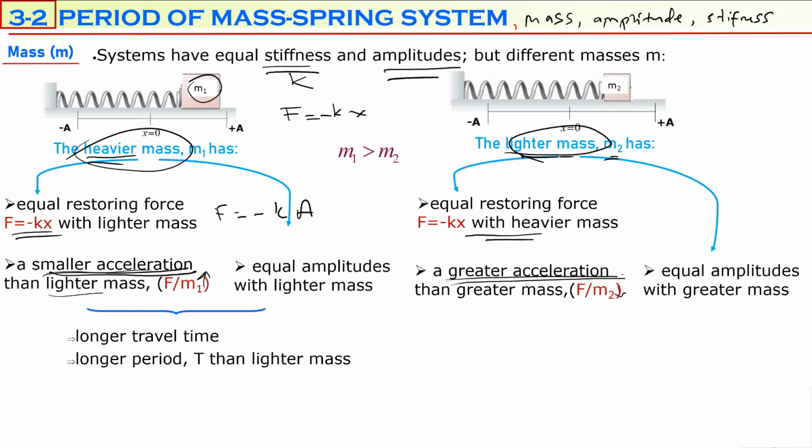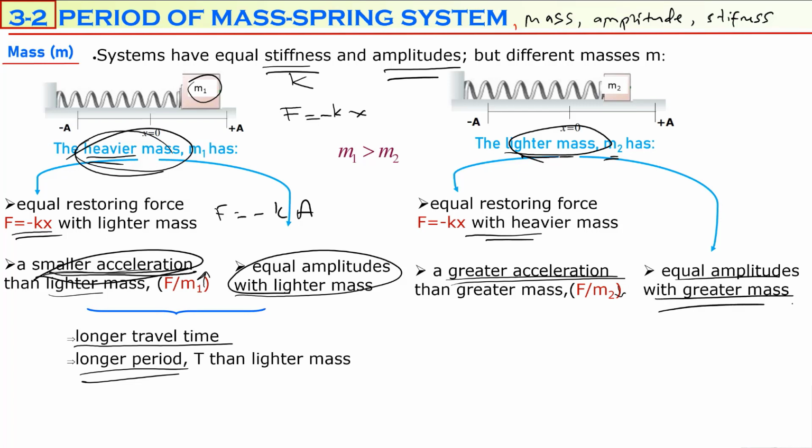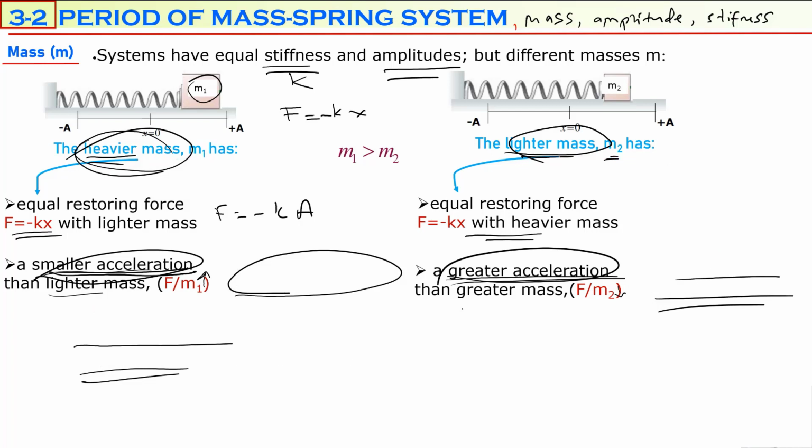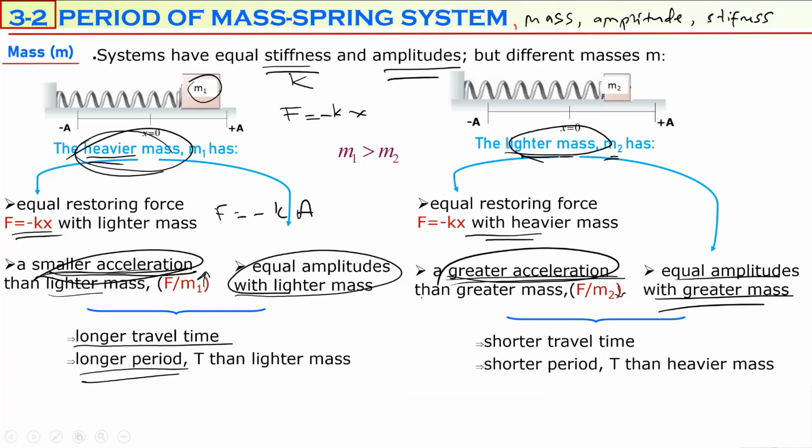Then if we think about this, their distances or amplitudes are equal, distance traveled by the masses are equal, but heavier one has a smaller acceleration. Smaller acceleration means time of travel will be longer. So longer travel time, what does longer travel time mean? Longer period. So heavier mass will have a longer period, but lighter mass, because their amplitudes are equal, distance traveled by masses are the same, but lighter one has a greater acceleration, which means it will travel in a shorter time. So that's why the lighter mass will have a shorter period.